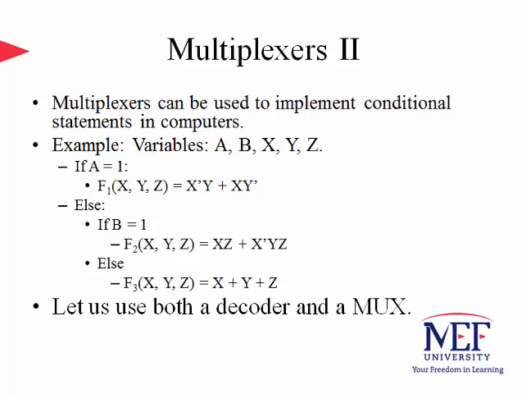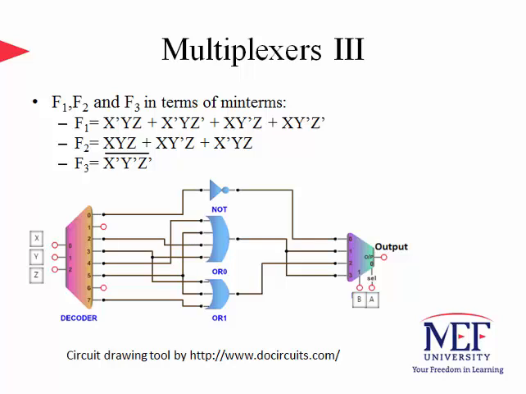So let us use both a decoder and a multiplexer to implement this conditional statement. After determining the Boolean expressions for each of the function outputs, f1, f2, and f3, we can draw the corresponding logic diagrams for each. In a nutshell, a quick look at the circuit reveals that the decoder produces all the minterms, and using OR and NOT gates, we implement the appropriate set of minterms for these 3 functions. Finally, the multiplexer selects the intended function as the output based on the values of select inputs A and B. So there are 3 stages in our implementation of a conditional statement using a decoder, a multiplexer, and a bunch of gates.